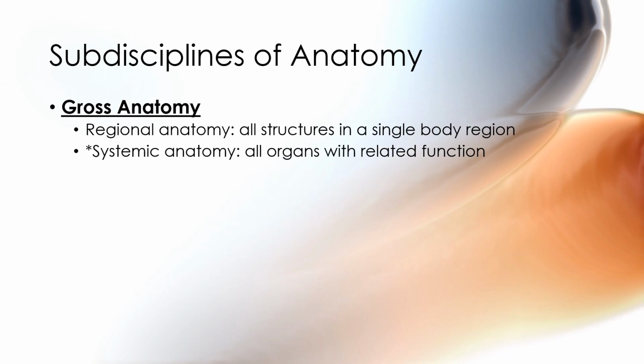But the way we're going to be studying it is systemic anatomy. That's why I have it starred. You're going to talk about all the organs that have a related function, right? So you're going to talk about the cardiovascular system, the heart and the vessels all together, instead of just covering all the organs in the chest, say. Then you talk about the lungs as well, right? So systemic anatomy is the way we're going to be studying anatomy in this course. Okay, and we'll go through the organ systems here in a little bit.